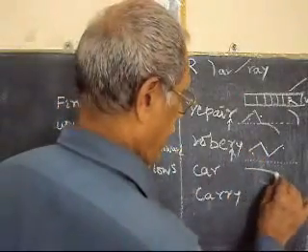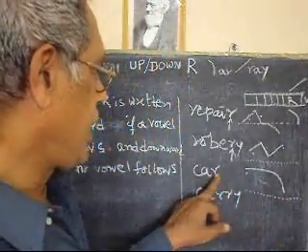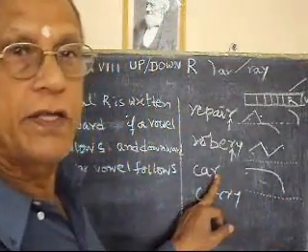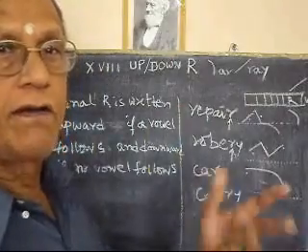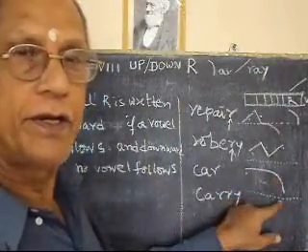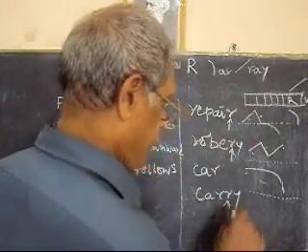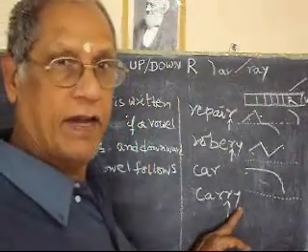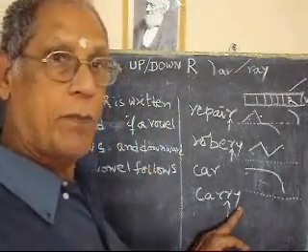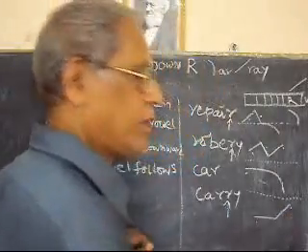Now, car is written downward because final R is there. After that there is no vowel. Therefore, you will have to write the downward form. Carry. Now, final R. After that there is a vowel. Therefore, use the upward form. Carry.